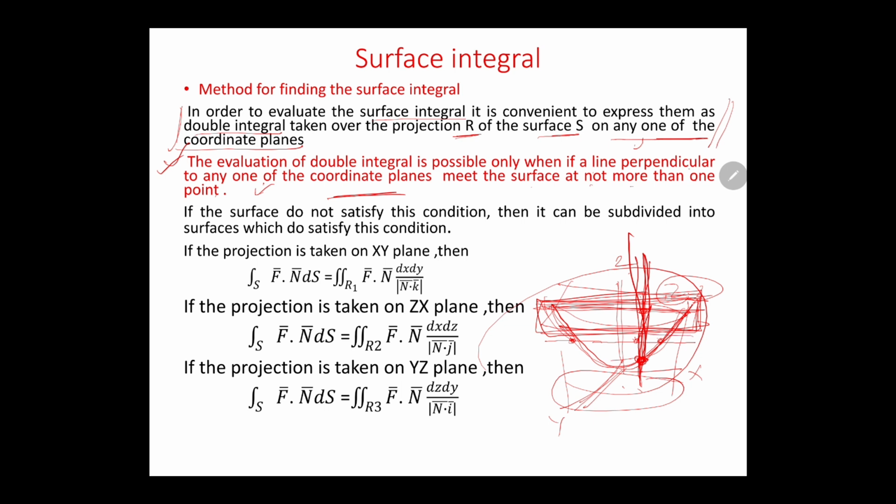Instead, if I take the line perpendicular to this, it cuts the plane at more points and also the paraboloid at 2 points. So in this particular case, the projection on the xy plane is advisable. If the surface does not satisfy this condition, it can be subdivided into surfaces which do satisfy this condition. This is the condition. Now, if you take the projection on the xy plane, you have to remember this. These are very, very important.